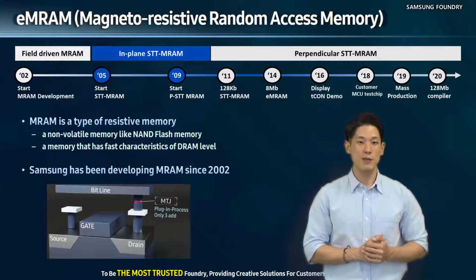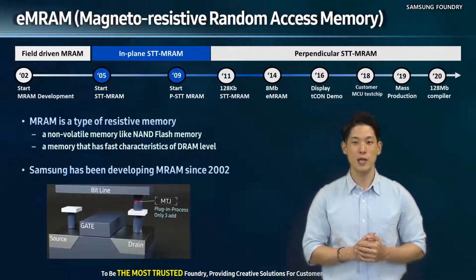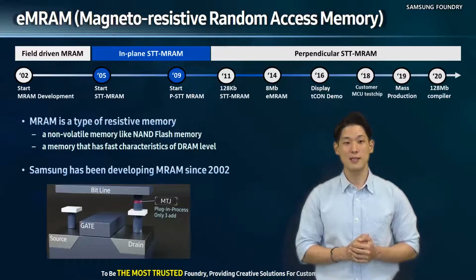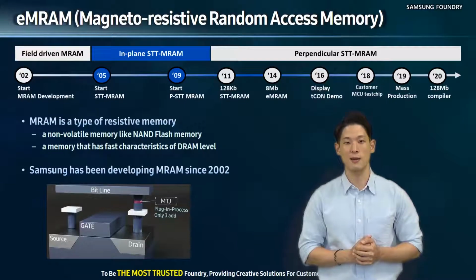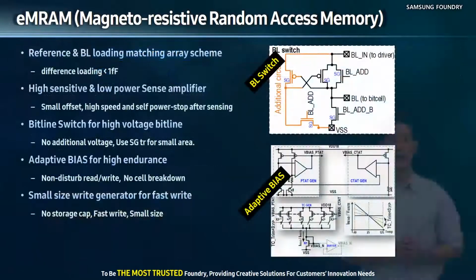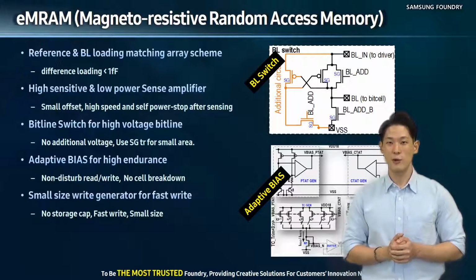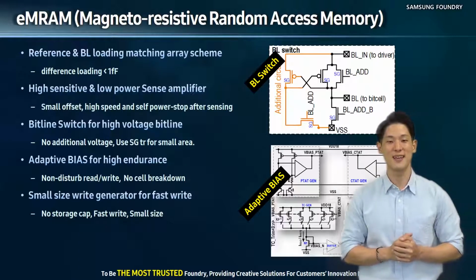Samsung Foundry has been developing MRAM since 2002, achieving world first 28 FDS MRAM mass production in 2019. This year, we started supporting 128 MB eMRAM compiler. Many embedded MRAM design technologies of Samsung Foundry were patented. Let's take a look at some of the technologies we have.